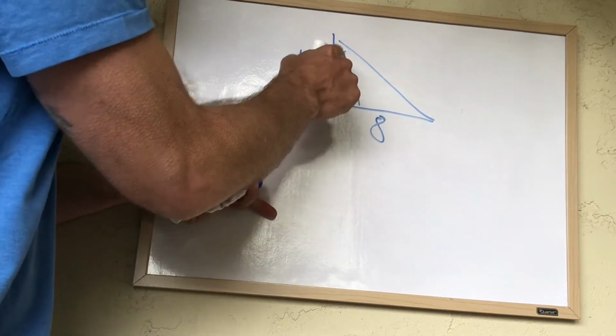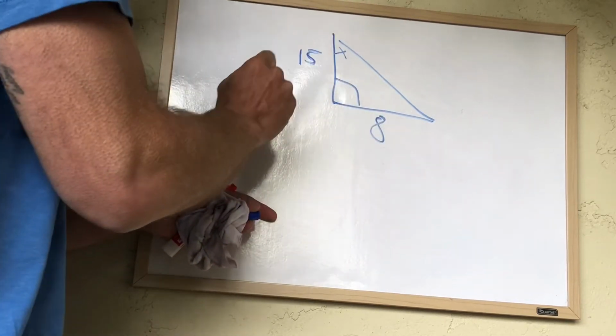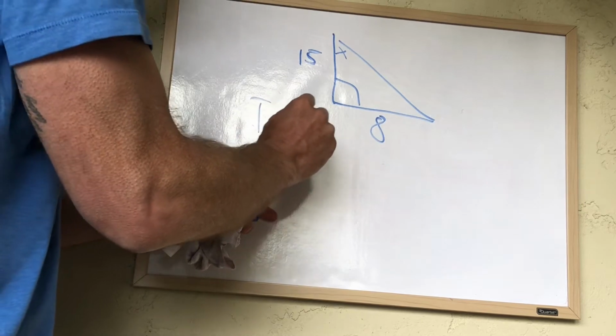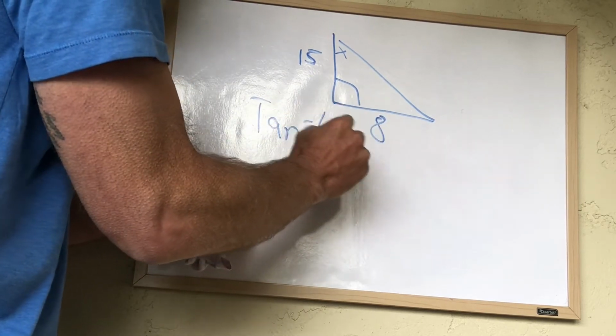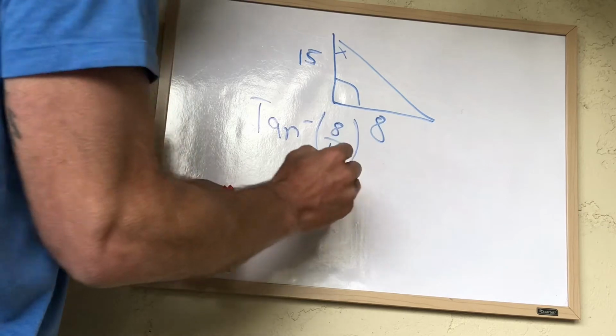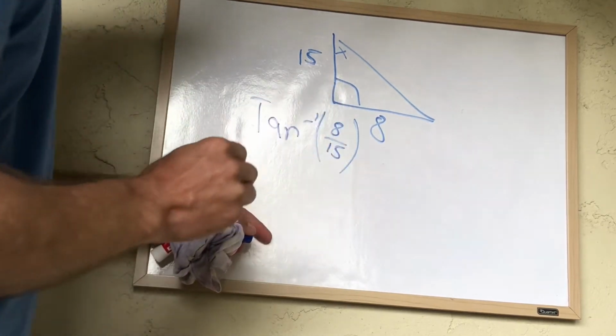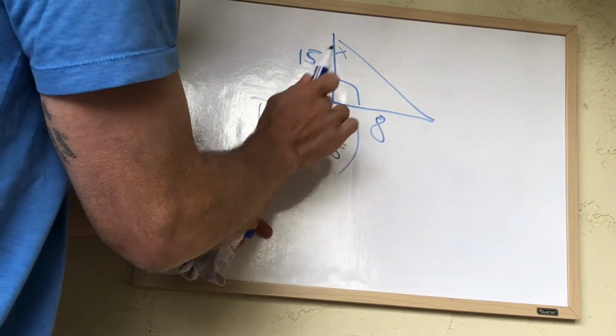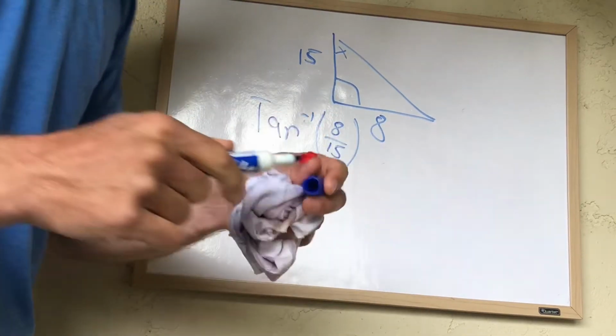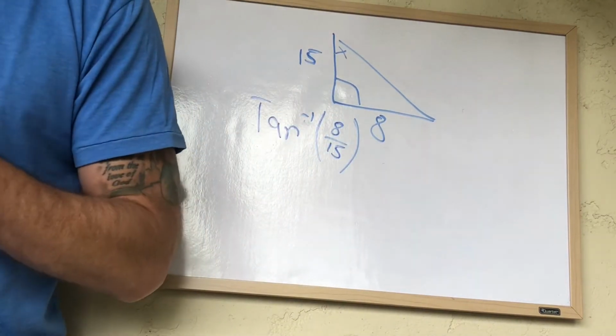From this angle, it would be opposite and adjacent. So it would be inverse tangent of opposite over adjacent. That's inverse tangent, which is tangent to the negative first. You always use inverse whenever you're trying to find an angle.